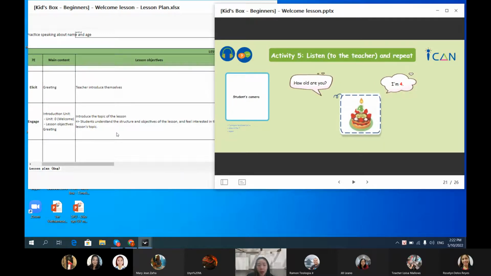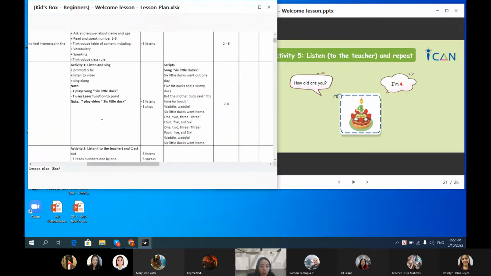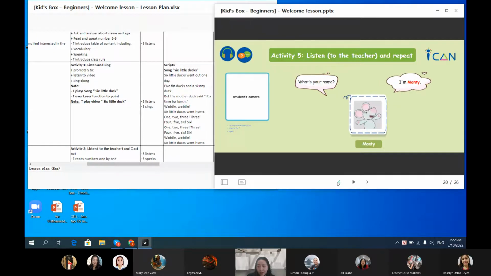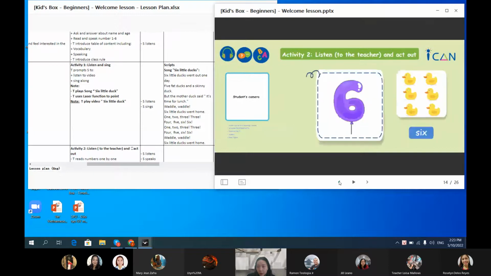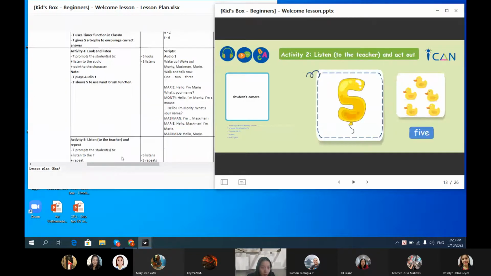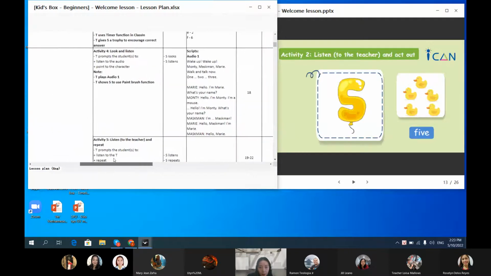All right. For example, it will be all here. For example, you can see listening, sing is activity one. For example, play the song Six Little Ducks. This is for example. Speaking skill is here.